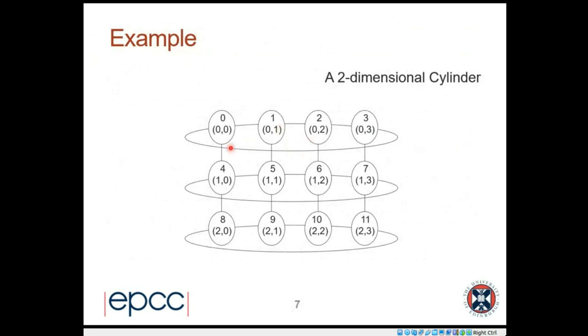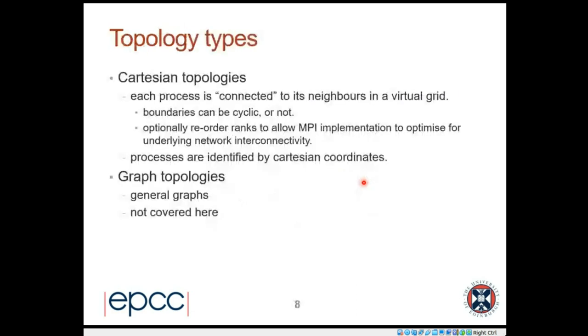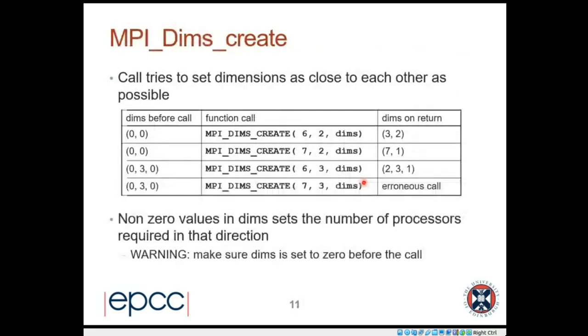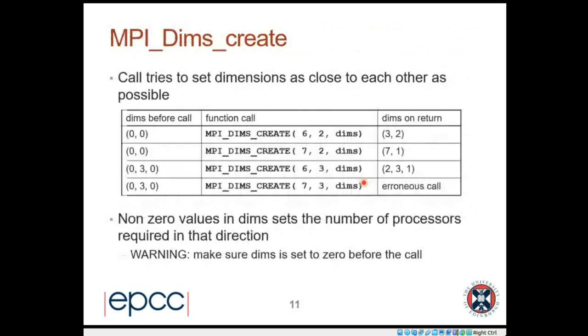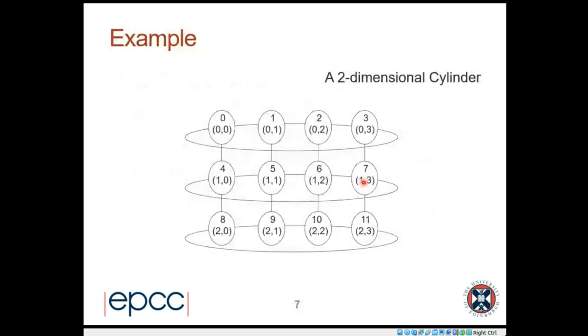Again, for Fortran programmers, everything's zero-based. The rank starts at 0 and the first position is 0, 0. I know it's going to drive Fortran programmers crazy, but that's the way it is. You can ask, what is the rank of the process at position 1, 3? It will say 7. Or the inverse mapping is MPI_Cart_coords, which gives you the coordinates of a particular rank. So you might ask, what are the coordinates of rank 6? And it will say they're 1, 2. So those are the obvious ones.